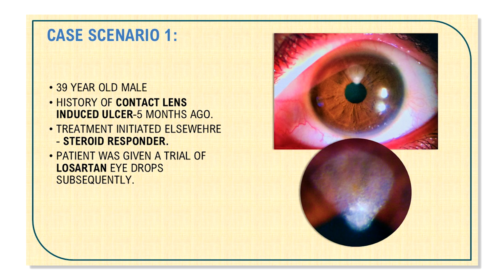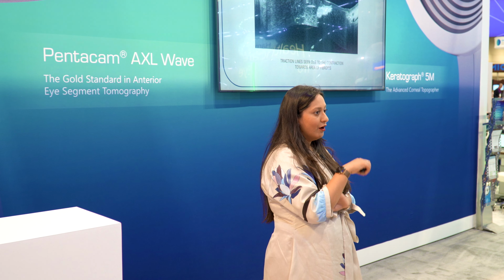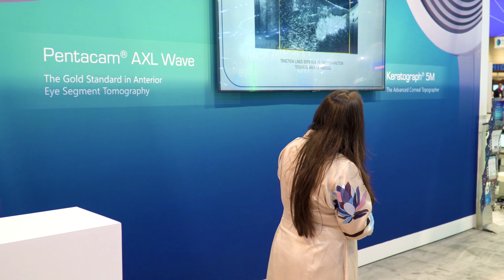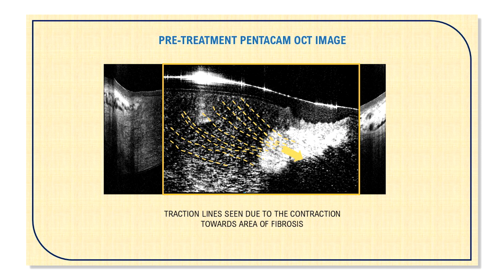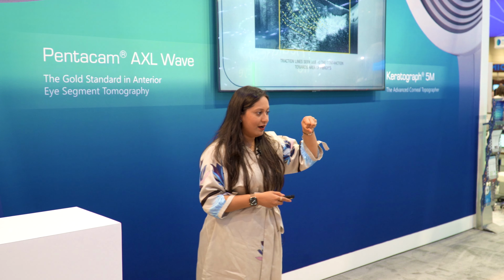This is a patient with a contact lens induced ulcer, healed, and now there is a scarring. Of course, the patient is not happy with the quality and quantity of vision, so the patient was started on losartan. But a lot of times with scars, you do not see them disappearing, or you do not see whether the treatment is helping in the initial stage. Now, if you see here, this is a scan of Pentacam OCT, you can see those traction bands pulling the scar, and that's why you don't know whether the treatment is working or not.